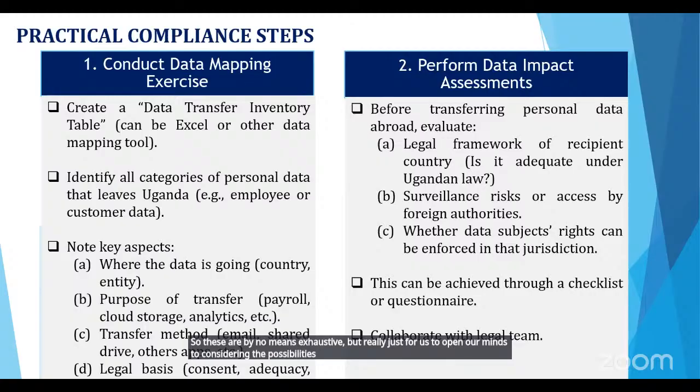So the first step would be that as a DPO or legal officer, you can conduct a data mapping exercise. You can either use Excel or any other data mapping tool. There's lots of software out there, but the essence is to create a data transfer inventory table or sheet, whatever way you want to call it. And so in your mapping tool, you're going to identify all the categories of personal data that leaves Uganda. So of course, this is dependent on the type of business that the entity you represent does. But if it is, let's say, for example, a bank, what is the personal data that actually leaves Uganda?